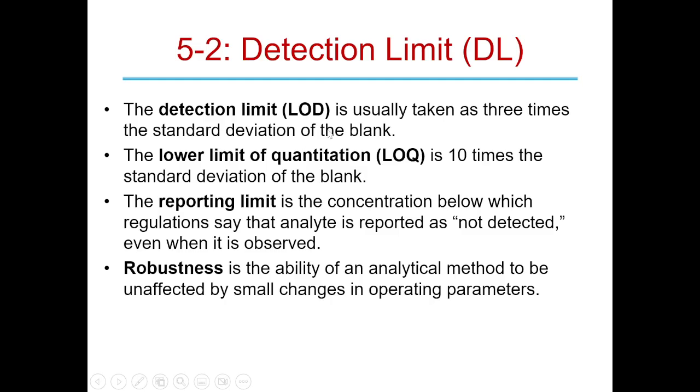So detection limits are where you answer yes or no: do I have something? Did I get a change? Yes. Did I get a change? No. And so you're usually talking about a 99% confidence interval. I'm 99% confident that I got something. I don't know how much necessarily, but I got something. The lower limit of quantitation, being 10 times the standard deviation of your blank, is where you could quantify how much you got, right?